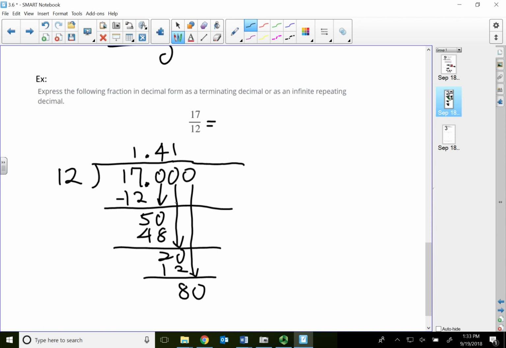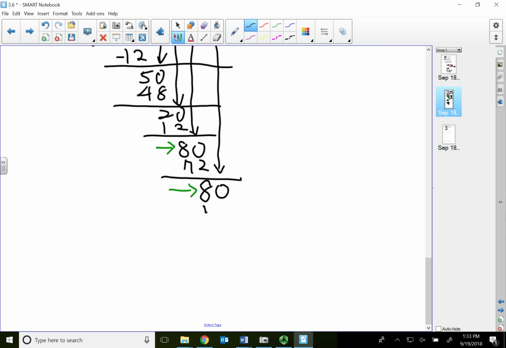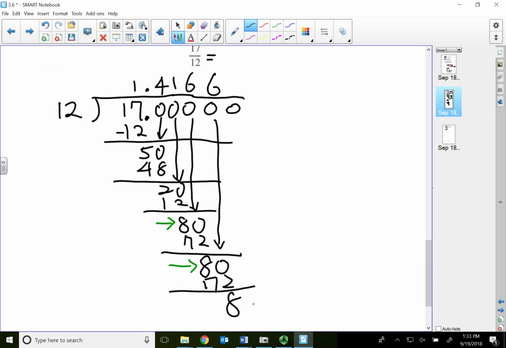All right. 80. 12 times 6 will be 72. Voila. See? When I subtract, I get another 8. So if I pretend there's another 0 there and bring it down, this is actually 80 again, just like right here. That's the same 80. So that means I am forced to use another 6, which will give me another 72.